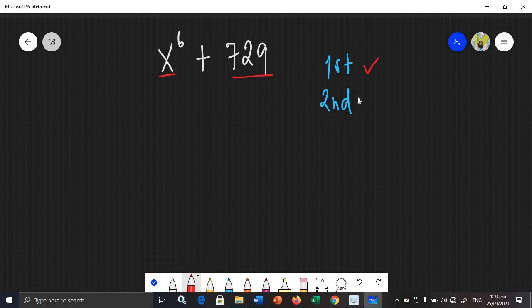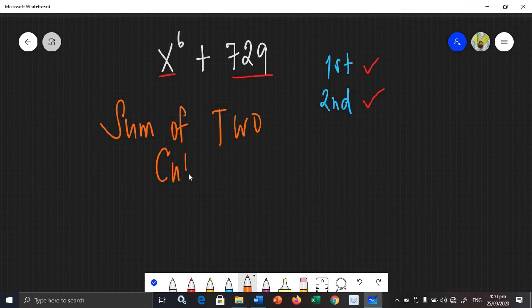Therefore, it also satisfied the second condition. And we can identify this given as a sum of two cubes. Bakit kaya sum? I already told you a while ago. Because of the sign separating the terms. Kapag plus sign, the answer is sum of two cubes. If minus sign, the answer is difference of two cubes. So that's how you identify if the given is a sum of two cubes, or a difference of two cubes.